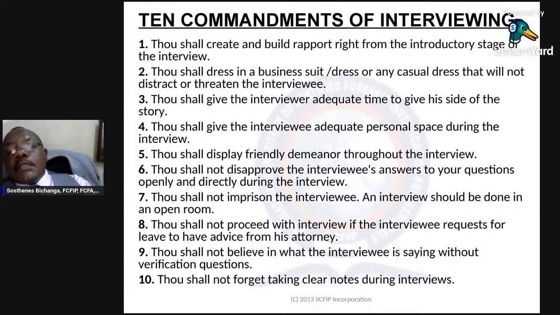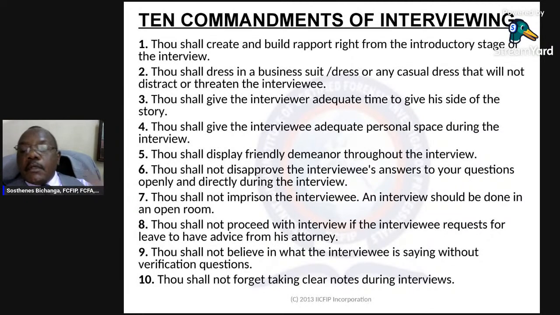Number 3, thou shalt give the interviewee adequate time to give his side of the story. Number 3 is very critical. You must understand that during the interview, the interviewee is the one who should talk more. If he or she wants to talk and talk about the incident, just be patient and be noting what information is being divulged by the person. Give adequate time so that he or she gives the full narration of the incident. Never interrupt or cut short.